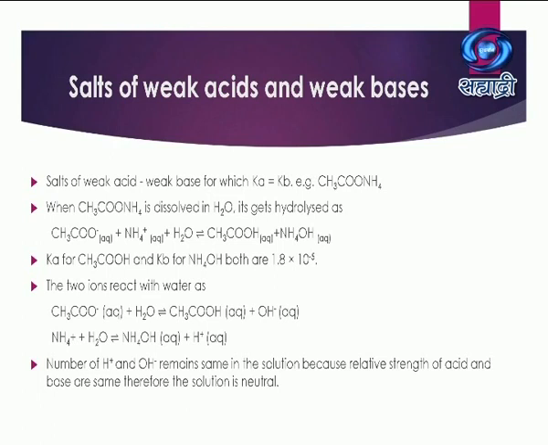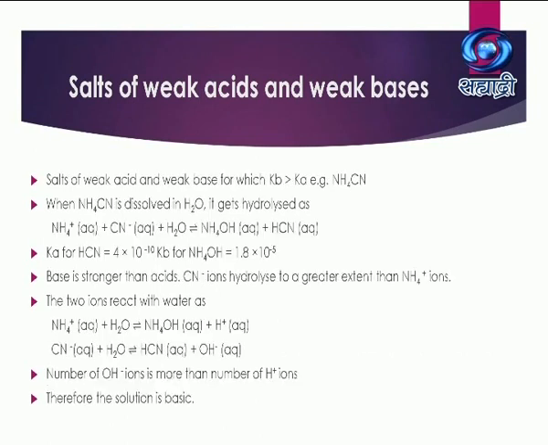So when these two ions react with water, the hydrolytic equilibria are: acetate ions plus H2O reversibly gives CH3COOH aqueous plus OH minus aqueous, and NH4 plus plus H2O reversibly gives NH4OH plus H plus aqueous. The number of H plus and OH minus ions remains the same in the solution because Ka is equal to Kb, and so this solution is neutral to litmus.